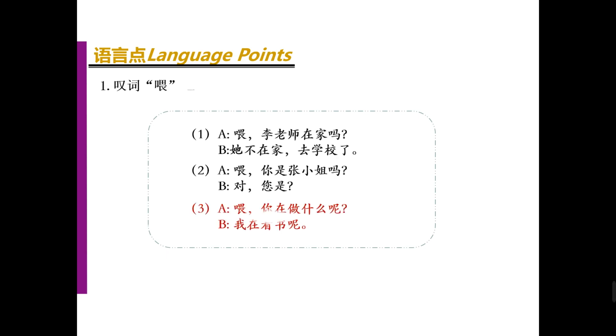The first one is 喂 we just learned. We just mentioned that 喂 is often used when we are calling people. When we make a phone call to somebody, we can say 喂你好 just like this. But it can also be used in daily communication just to arouse somebody's attention.